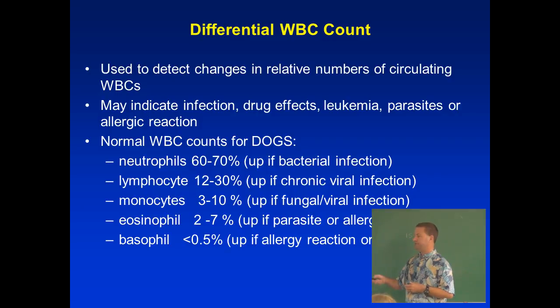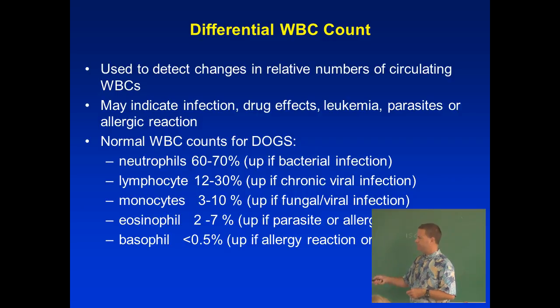Monocytes, we might see an increase with bacterial or fungal infections. And finally, eosinophils, if we see those increased, we want to think, oh gosh, is there some kind of parasitic worm infection, or is there something going on with an inflammatory response? Because both basophils and eosinophils may become elevated during an inflammatory response.